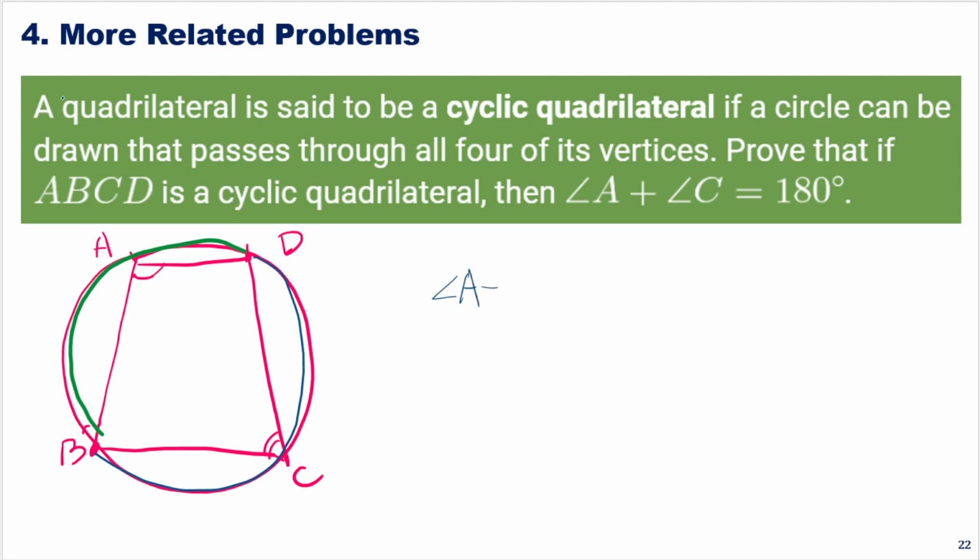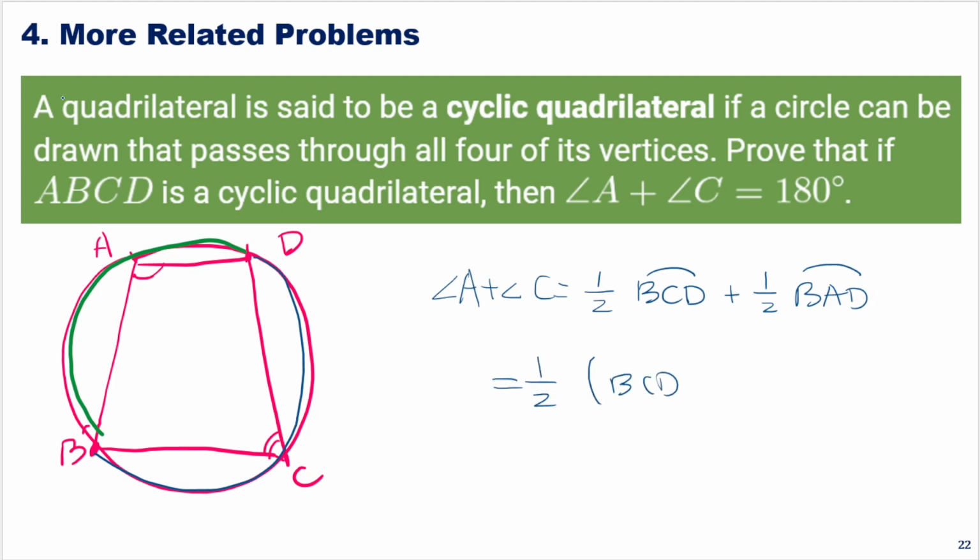We have angle A plus angle C is 1/2 of arc BCD plus 1/2 of the arc BAD, right? This leaves us 1/2 of (arc BCD plus arc BAD), and then we know the sum of these two arcs is just 360 degrees, so that equals 180 degrees. Did you get it?